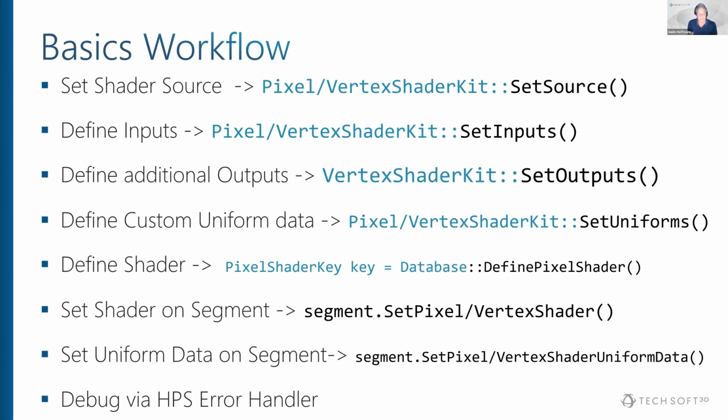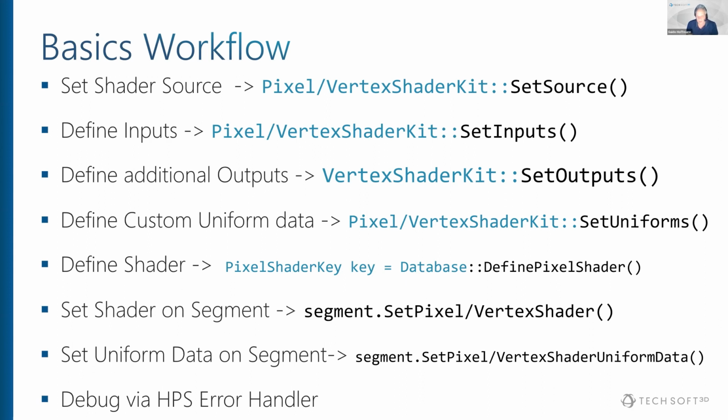It gets a key, and then you set that shader on a particular segment with either the vertex or the pixel shader function. And then also optionally, you can set the actual data for the pixel shader, so the actual values in these uniforms. And then at the end, if you run into an error, I'm going to show you that a little bit later as well.